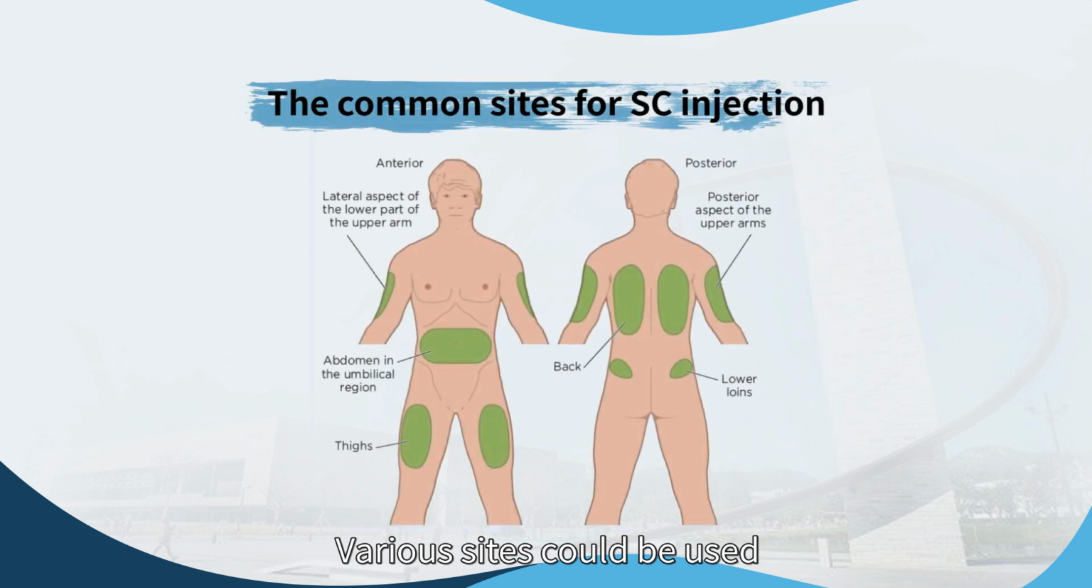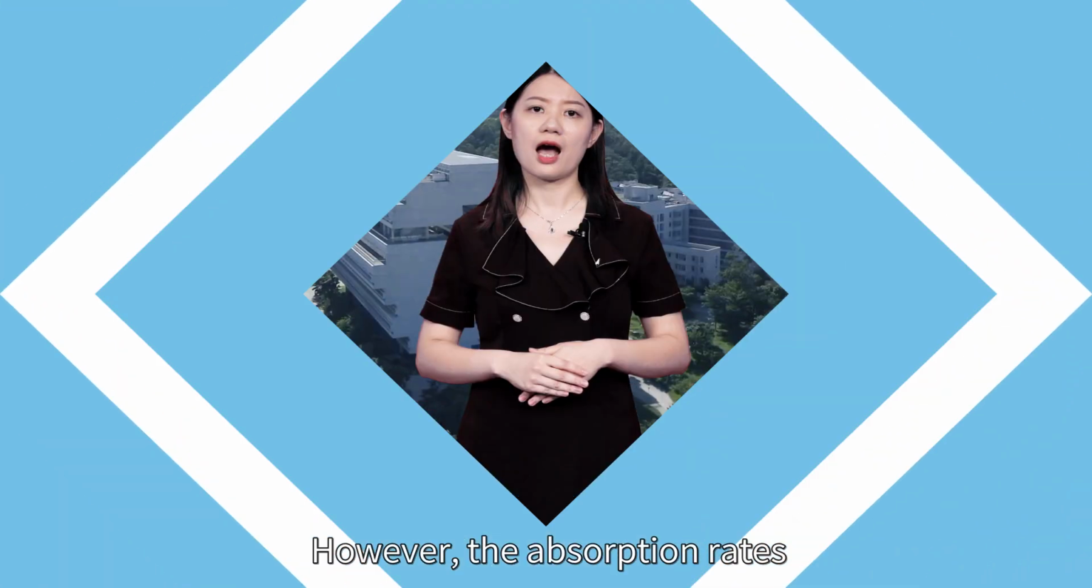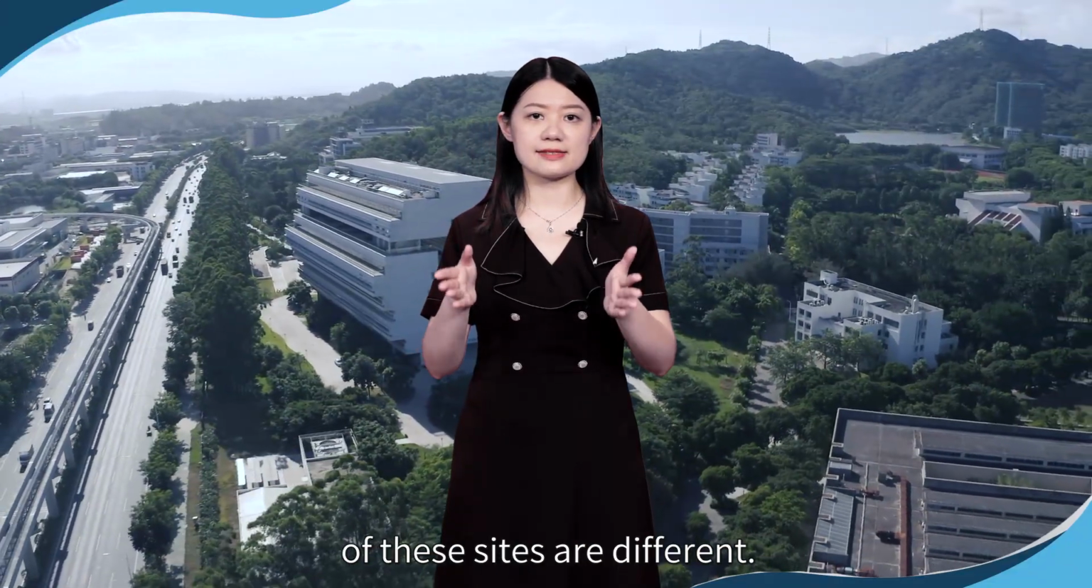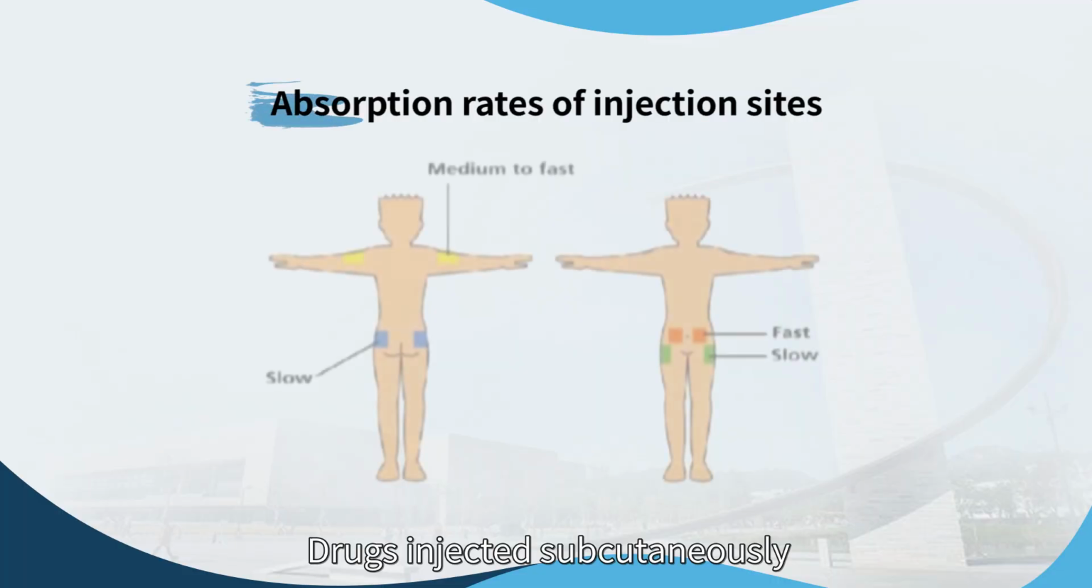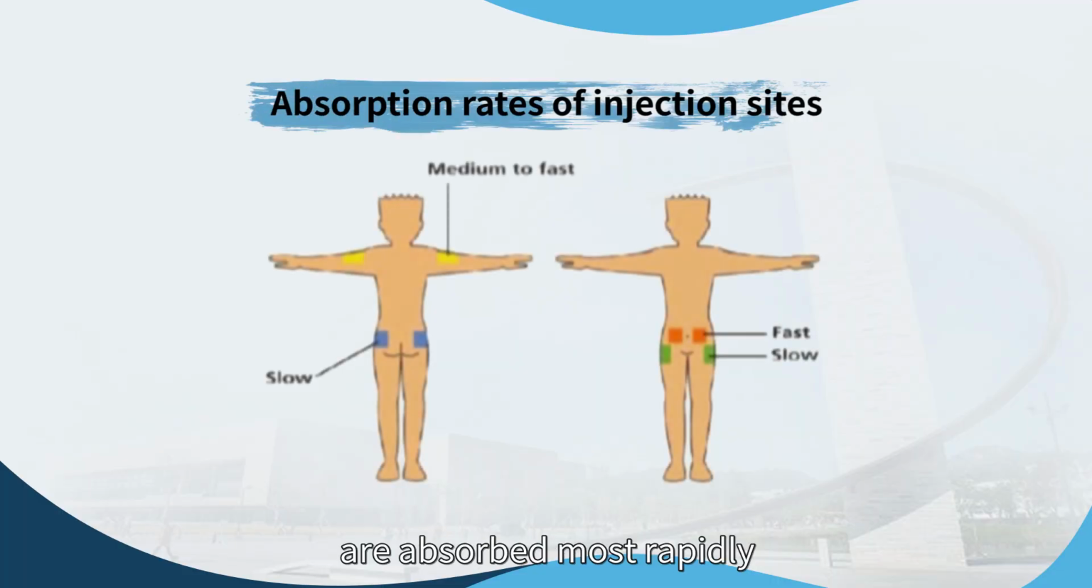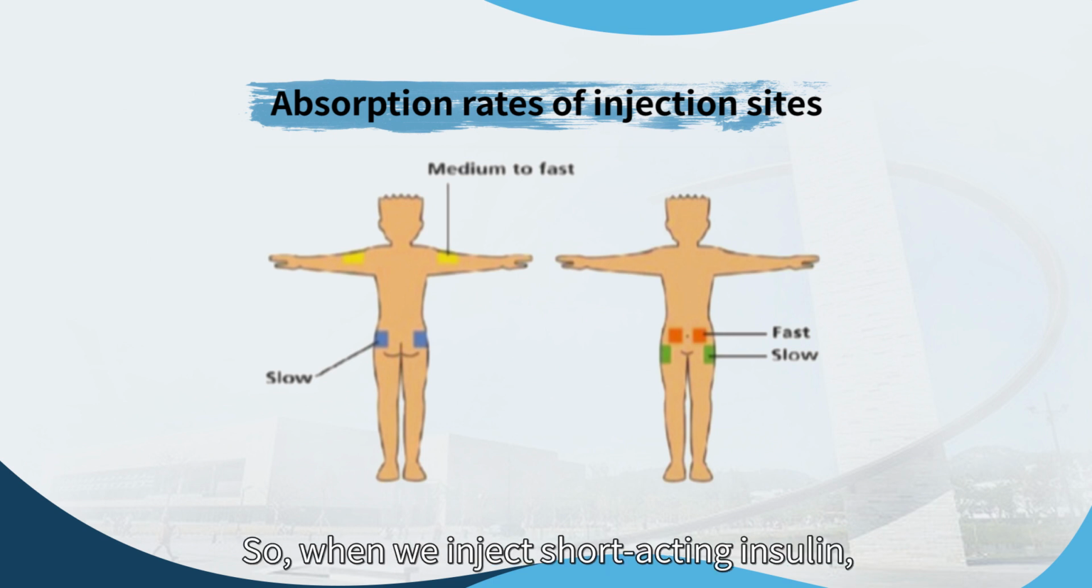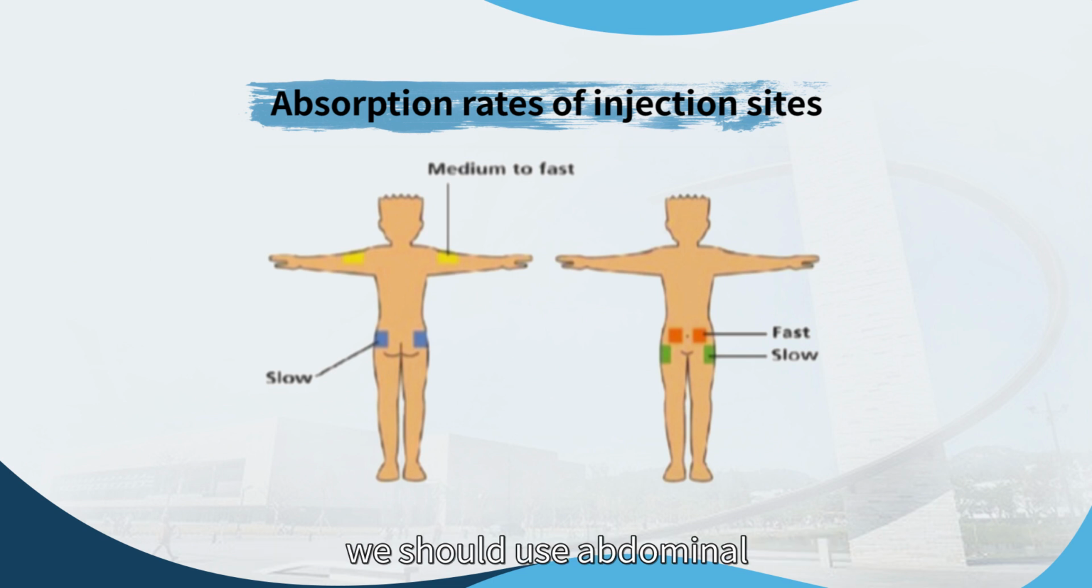Various sites could be used for subcutaneous injection, including the abdomen, the upper aspect of the upper arm, the front of the thigh, the upper back, and the upper ventrogluteal areas. However, the absorption rates of these sites are different. Drugs injected subcutaneously in the abdomen are absorbed most rapidly, while those in the upper ventrogluteal areas have a slower absorption rate. So, when we inject short-acting insulin, we should use the abdominal site to get rapid absorption.